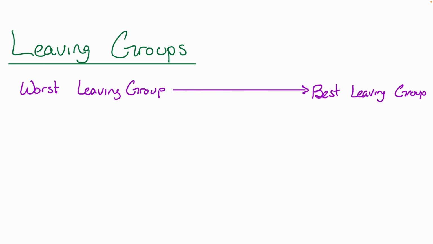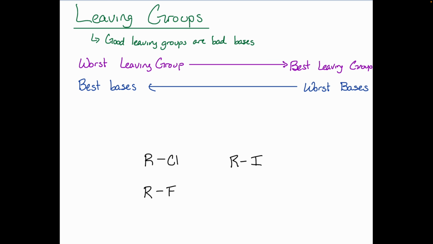All right, so since we're talking about alkyl halides here, let's go ahead and just rank all of our different halogens, right? Chlorine, iodine, fluorine, and bromine.